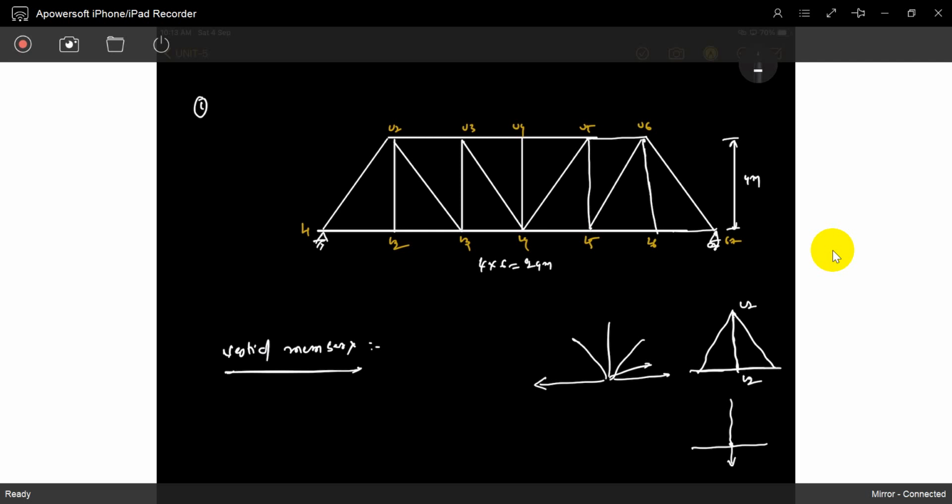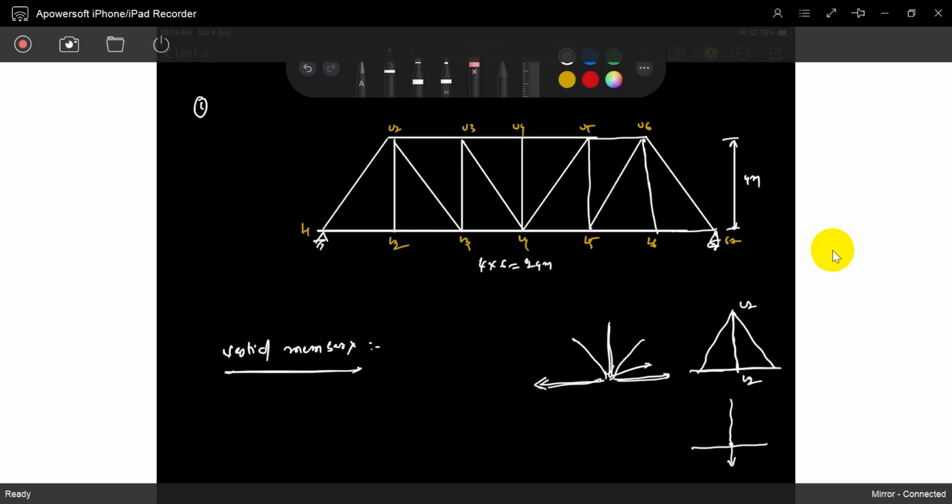We already know this because these two are exactly equal. The other member force, who will take care of it? Nothing. No one will take care, that's why it is 0. So for that purpose, you just avoid it. Okay, avoid it.